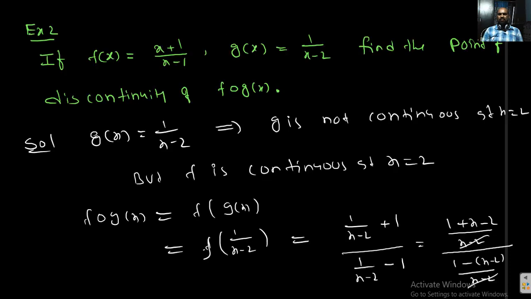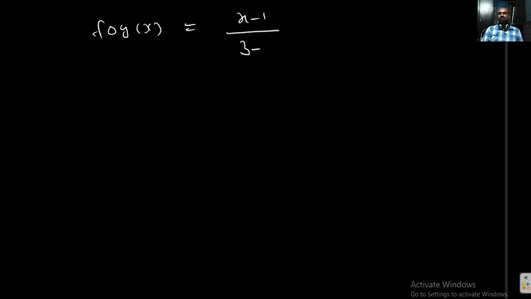What I got is x minus 1 by, that is, 3 minus x. Therefore, f circle g is not defined at x equal to 3.